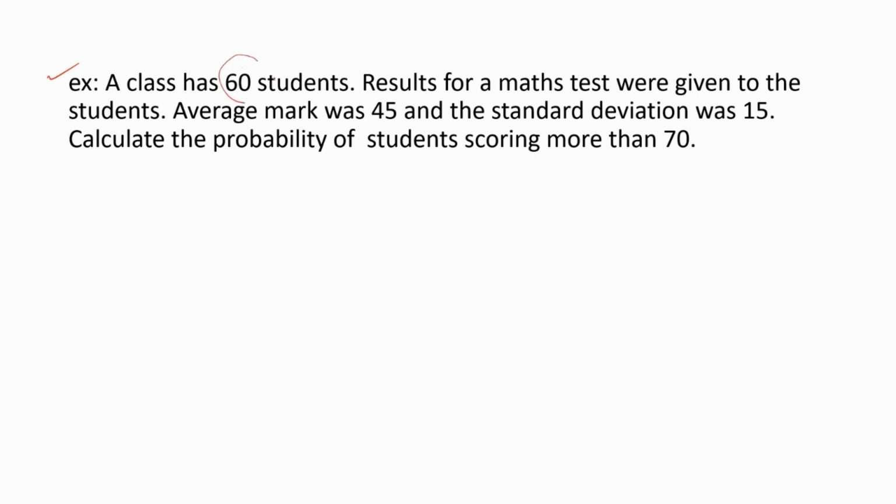So there are 60 students, which means this is the whole population we talked about earlier. We are going to consider the whole population for normal distribution. In this example, the whole population is 60 students. We are going to include all of these students' marks. And the average mark was calculated as 45. This is the mean value. Average is the mean. Or this can also be called mode or median. And the standard deviation was 15. This is the sigma value.